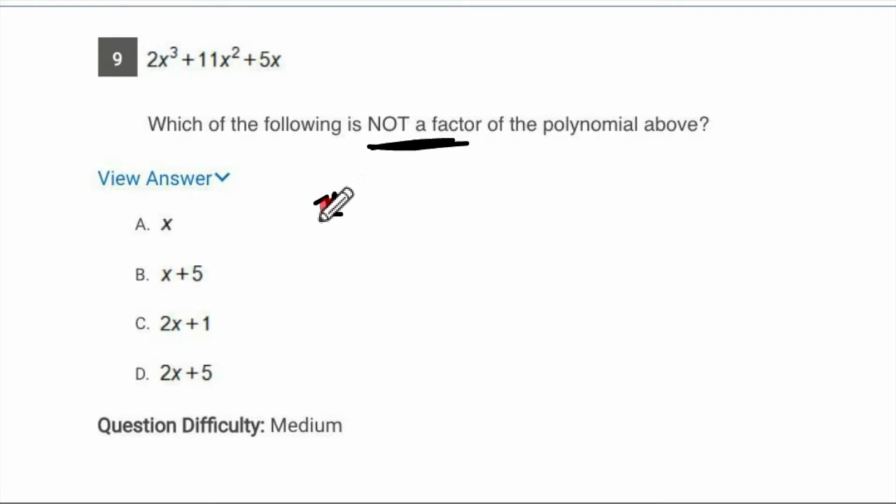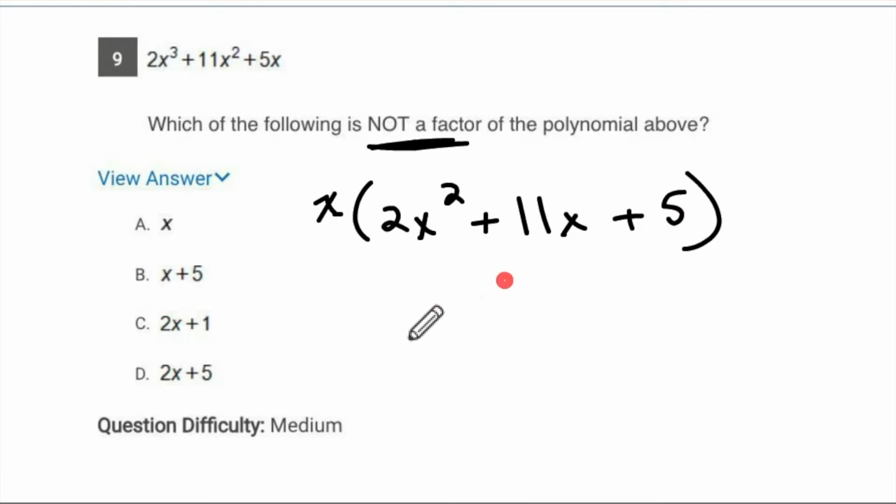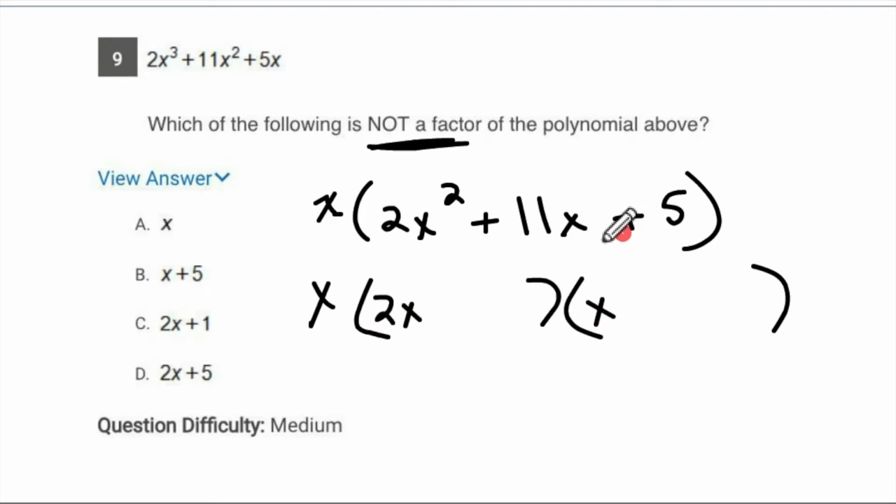So we can take out an x. We can't take out any numbers. Plus 11x plus 5. And then we have to know how to factor. It has a coefficient in front of the x squared term, so that makes it a little bit harder. But they're prime numbers, so there's not a lot of combinations. So we have 2 and 1, and then 5 and 1. You can play around with them, but the 5 ends up here, the 1 ends up here.